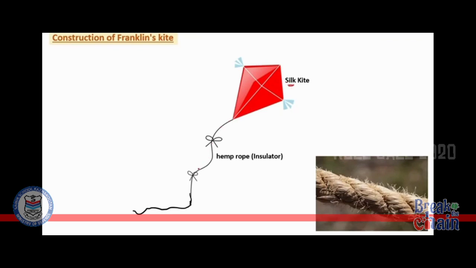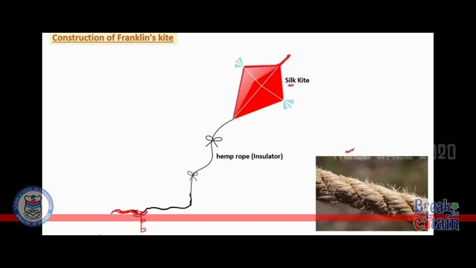Then he took a hemp rope, long hemp is shown over here in this diagram, and hemp rope is an insulator. Now on the top he attached a very thin and pointed iron rod on the top part of the kite. Now here, just near to his hands, he took a silk rope and connected it with the hemp rope, and here very near to his hand there was a key like this.